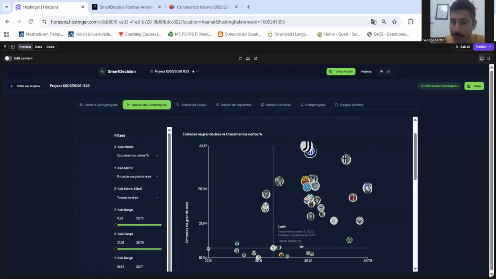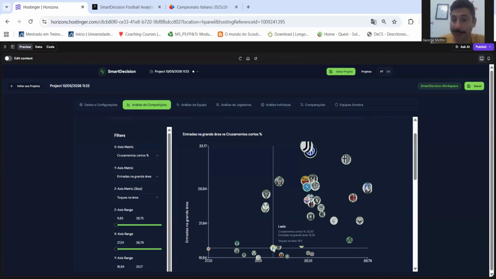Look at the Lazio circle. It means 16 touches in the box per game, so it's practically the same size as Pisa. Pisa has 15 touches in the box per game. The team that was relegated has only 16. So we realized that the ball doesn't reach the box in conditions to finish, to pass, to control. They need to improve their situation.